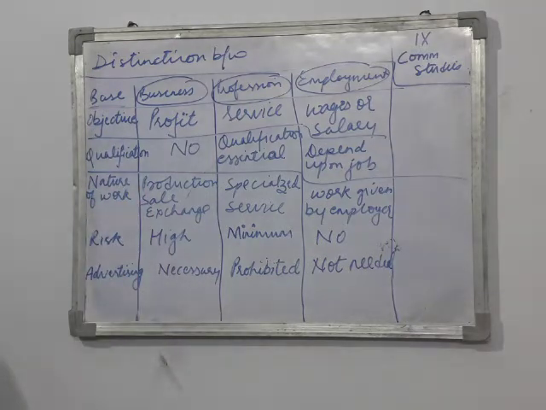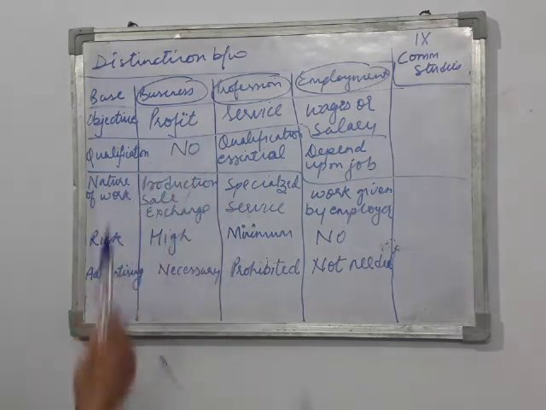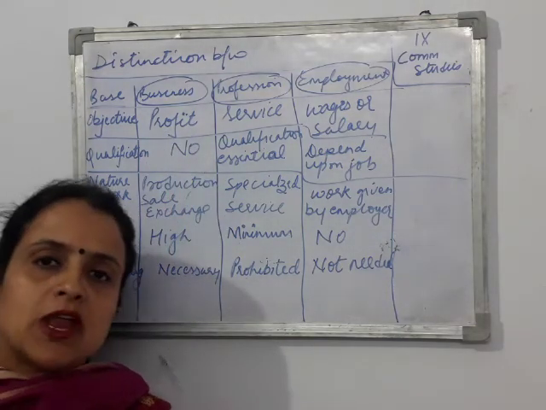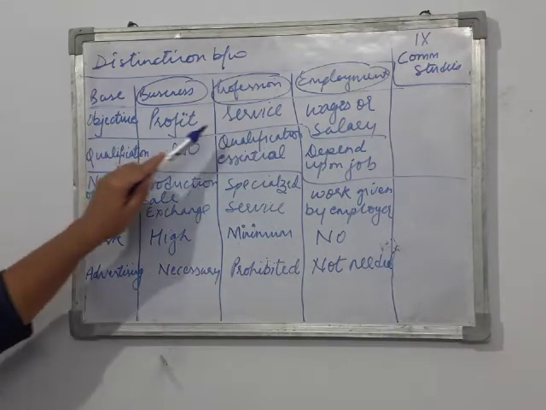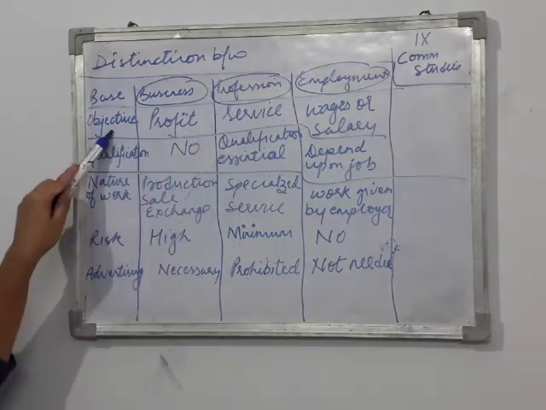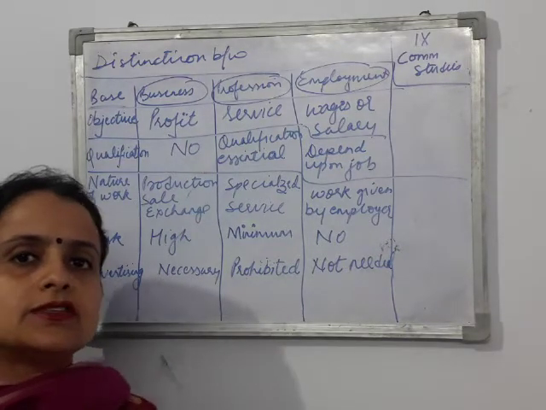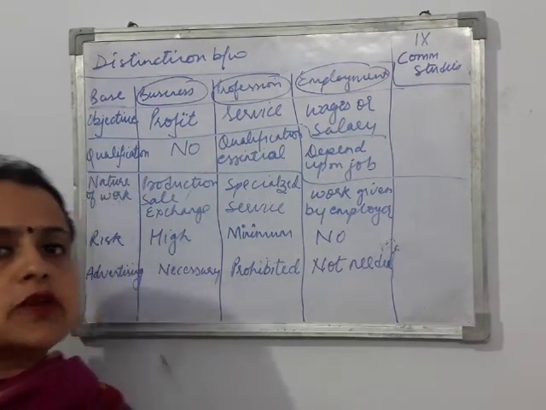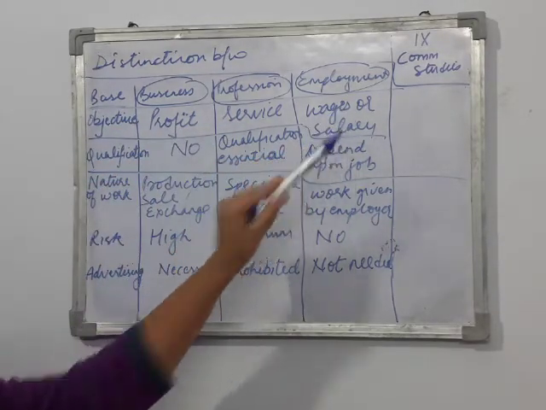The objective of business is to earn profit. Any business has the main objective, and that is to earn profit. Whereas as far as profession is concerned, the objective is to render services. In a profession, every professional is interested in rendering specialized services. The objective in employment is to earn wages and salaries.